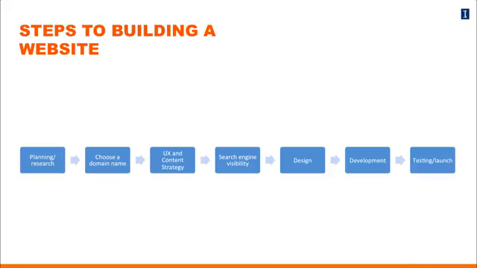As we did with designing a site, let's look at how to build one. First, of course, there's planning and research. Again, this is of the utmost importance. Think about both the business and the users. Of course, you have to choose your domain name. Domain names should be easy to remember, and if possible, include important search keywords for your business. The next step is to have your UX and content strategy. We've discussed this at length already, but this is where it falls in the overall process.